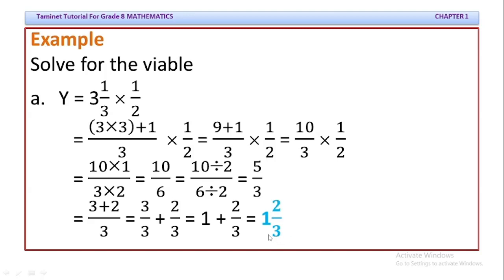number, and we can decide 1 and 2/3 is a mixed number, which is the product of 3 and 1/3 and 1/2. So this is the procedure to decide the product of 3 and 1/3 and 1/2.